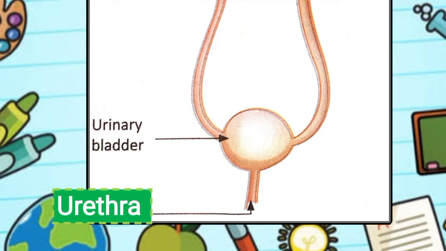Now the final passage for the flow of urine is the urethra, which is a thin tube which takes urine stored in the bladder out of your body. The main function of this organ, the urethra, is transportation of urine out of the body, meaning final excretion of urine from the body.